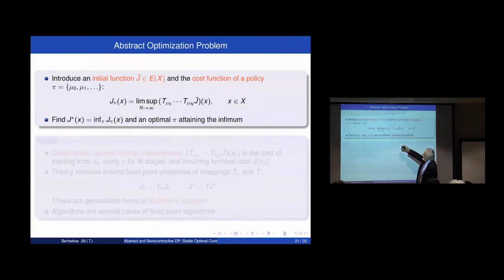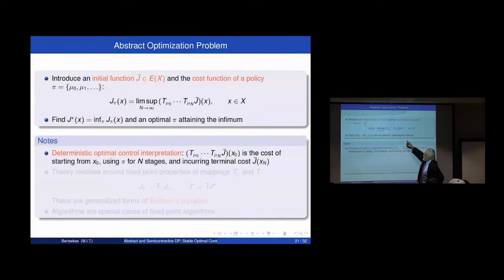We introduce some initial function, J bar, and we define the cost function of a policy. A policy is a sequence of control functions. We introduce this expression here, and we take the limit as n goes to infinity. And the problem is to find J star, which is the minimum over all pi, and not just mu. Now, let's try to interpret this expression here. This is important to understand what this means. This expression here is the cost of starting at x0, using pi for n stages, and then incurring a terminal cost J bar at the state xn. Okay? So these are finite horizon costs with this J bar as a terminal cost function, and the limit of this is the infinite horizon cost of our abstract dynamic programming problem.